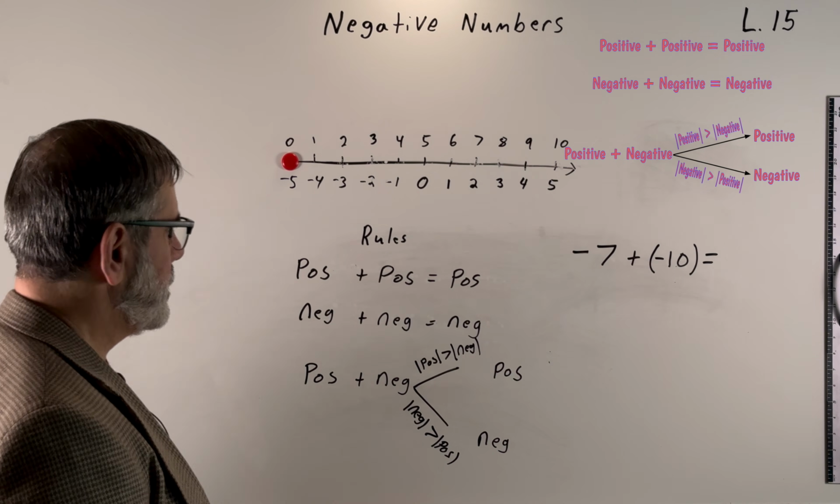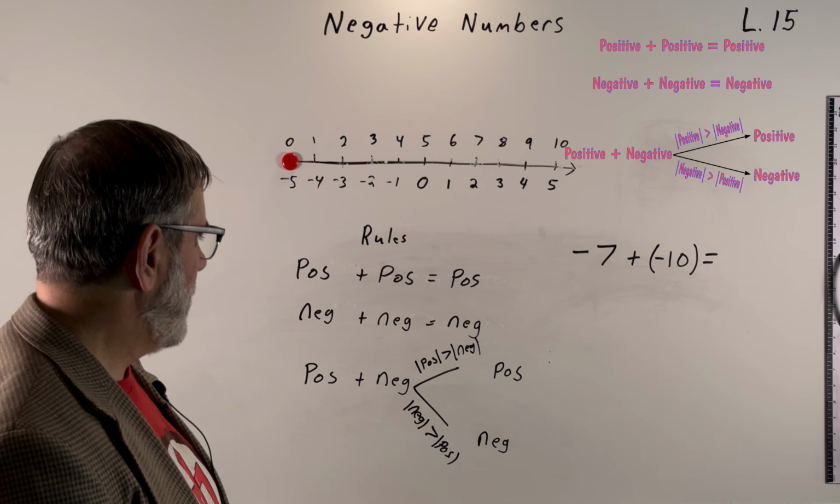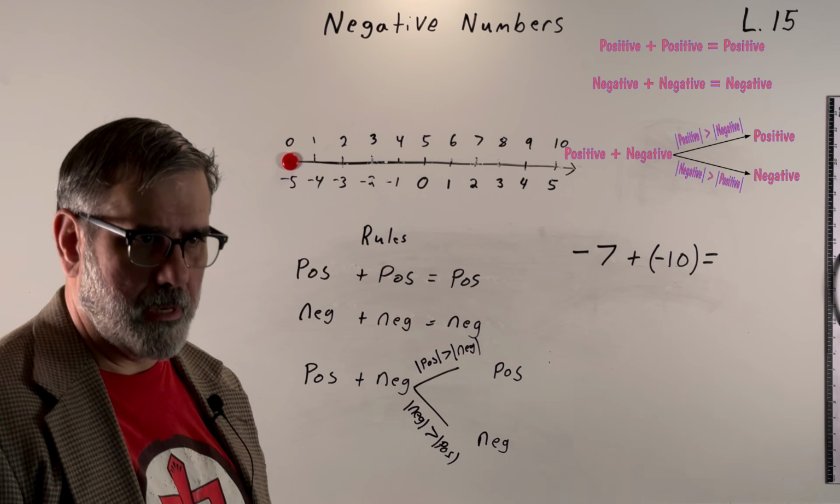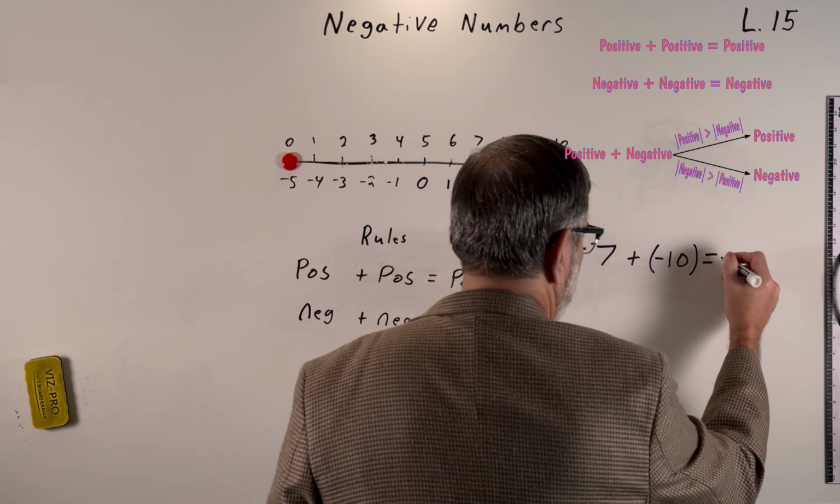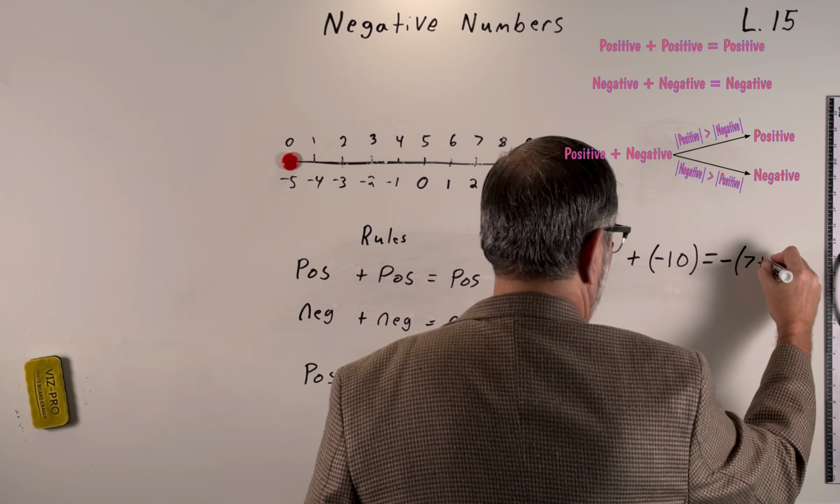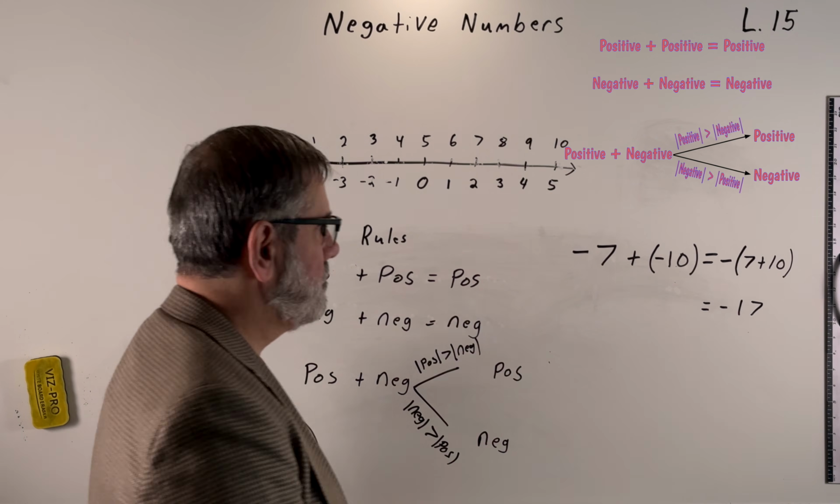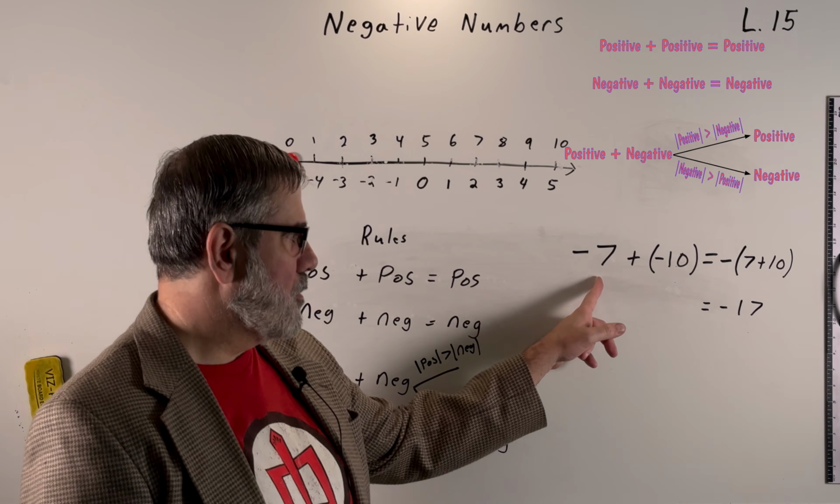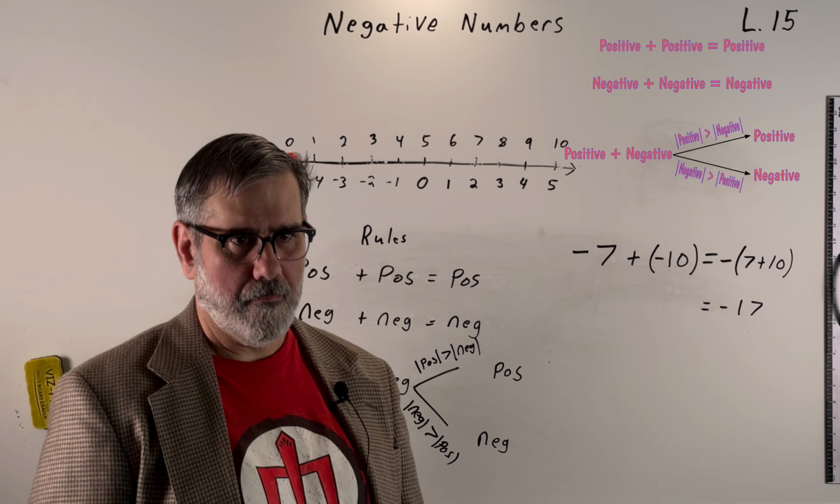Well, we look at our rules, we see we have a negative number and a negative number, right? So negative plus negative is a negative number. We know our answer is going to be negative. And we might remember that we just simply add the 2 parts. So this is just 7 plus 10, which is minus 17. So if I had 7 post holes and 10 post holes and added them together, I'd have 17 post holes, you see?